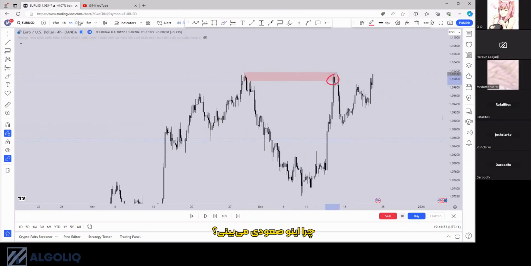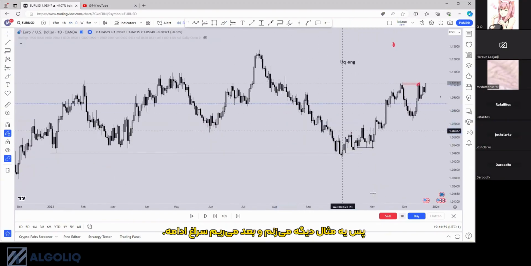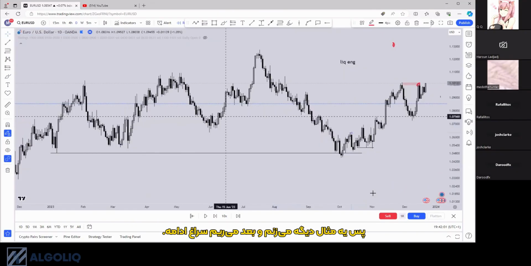Why do you see it as bullish? I said I'll explain it later. Okay, so I'll give you one more example and we can move on.